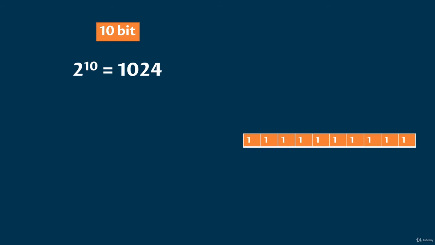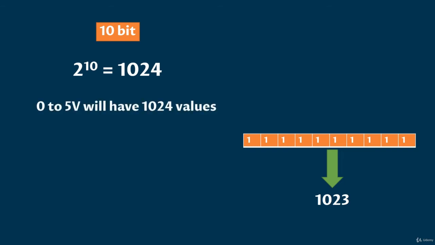So if I put all the bits as 1 in a 10-bit register, it will become 1023. You can check that in calculator. So 0 to 1023, this range is the same as 1 to 1024. So the step size in both the cases is 1024.